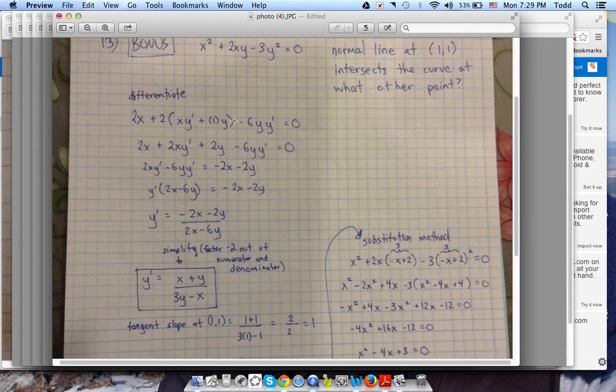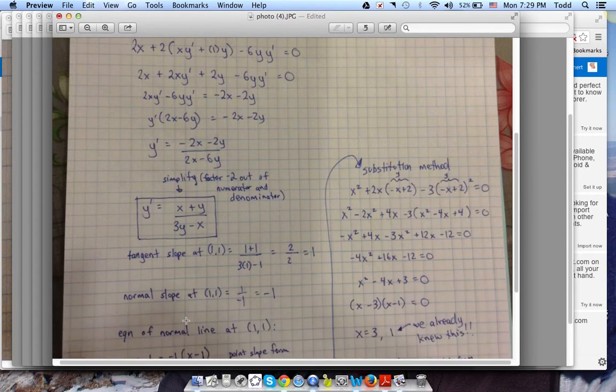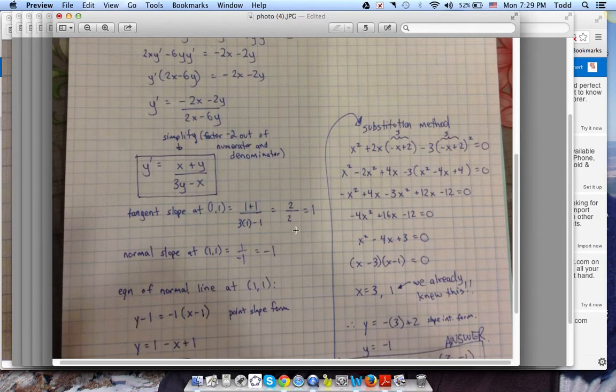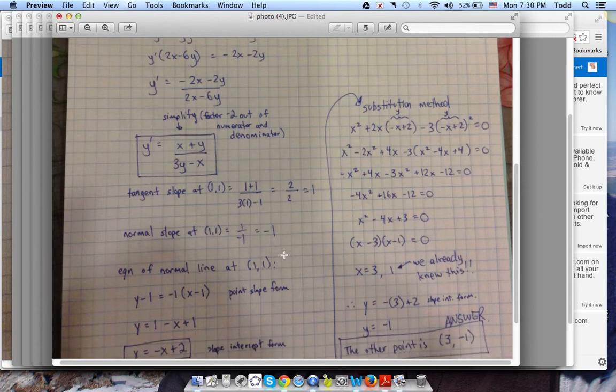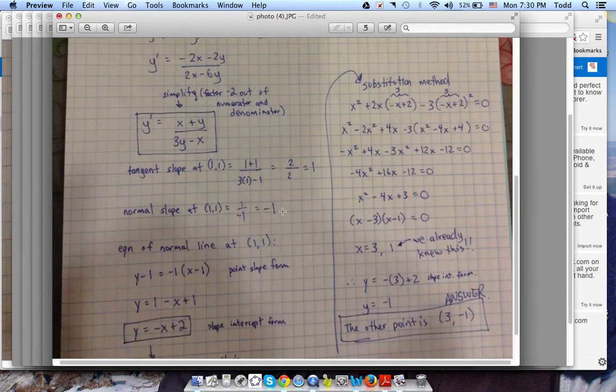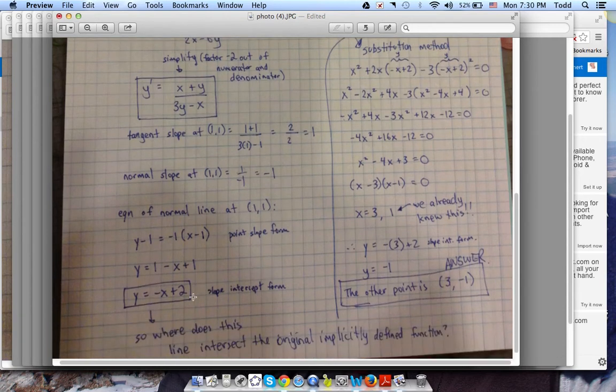And so first step was to differentiate and end up with a function which is the derivative function. Okay, so we find the derivative at the point given, (1, 1), and the slope was 1. So if that's the slope of the tangent line, then the slope of the normal line must be -1. Now we've got the slope of the normal line, and using it along with the point that's given, we can develop an equation for the normal line right here. So that's a straight line, normal to the function.